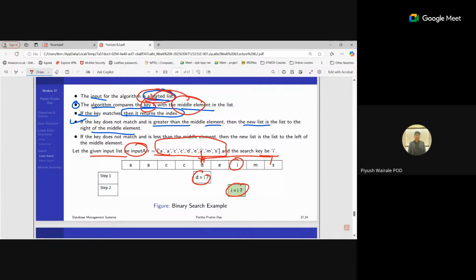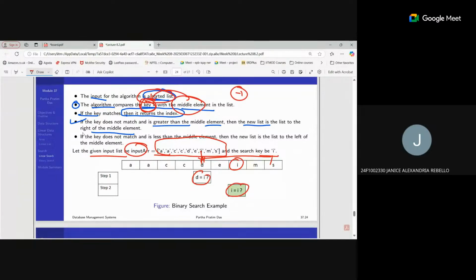And if the key value is greater than the middle element, then we search on the right side of the middle element. If the key value is less than the middle element, then we search on the left side of the middle element, right? So this gets repeated until we find the key. If we don't find that particular search key, then we return -1. That means not found.